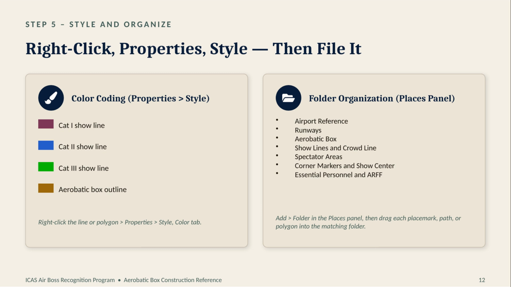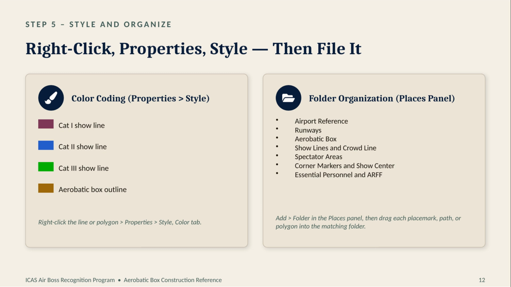Convention gives each element its own color. The Category 1 show line, the Category 2 show line, the Category 3 show line, and the Aerobatic box outline each get a distinct, consistent color so anyone glancing at the map can identify a line without clicking it. Folder organization happens in the Places panel on the left side of the Google Earth window.